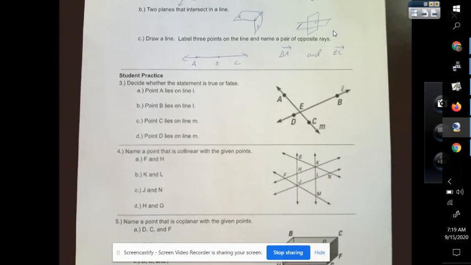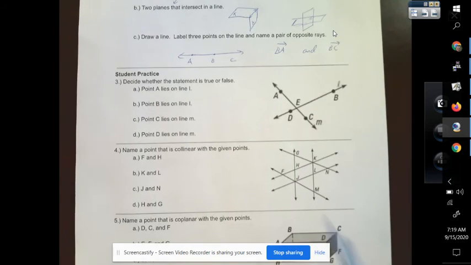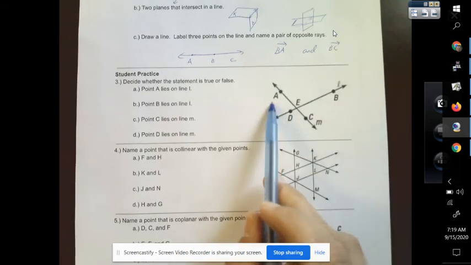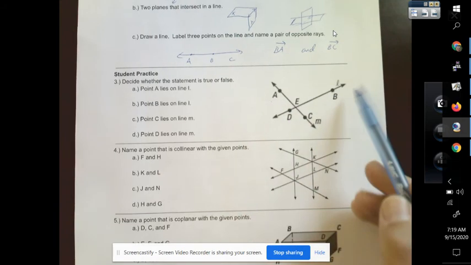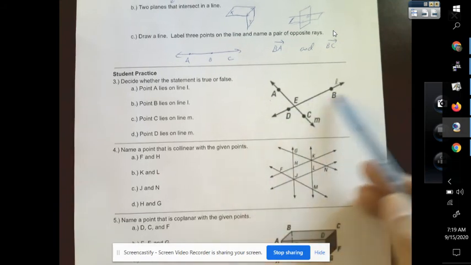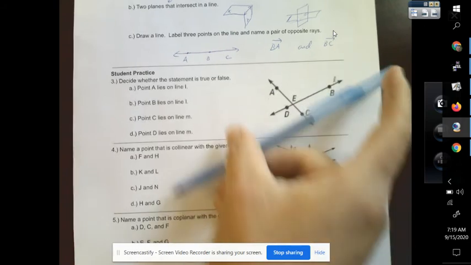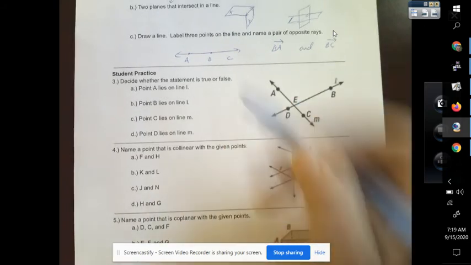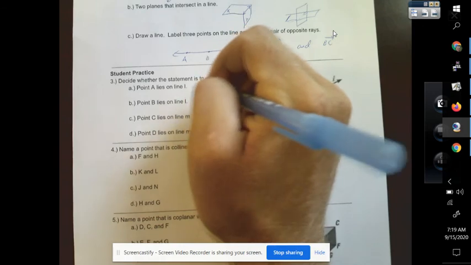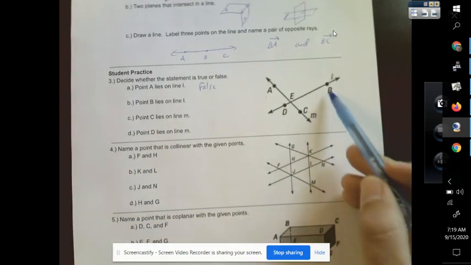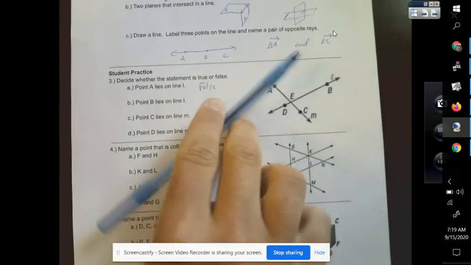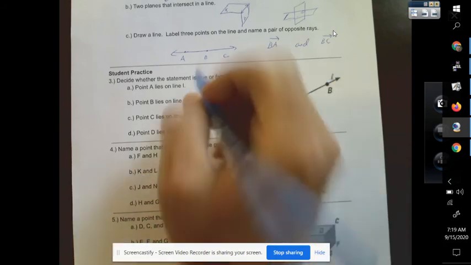Okay, student practice. Decide whether the statement is true or false. So looking at this picture, point A lies on line L. Well, here's line L. Is point A on that? No, because point A is over here. It helps if you draw your pen down sometimes. That would be false. Point B on line L? Good, because I put my pen straight across, right on it.